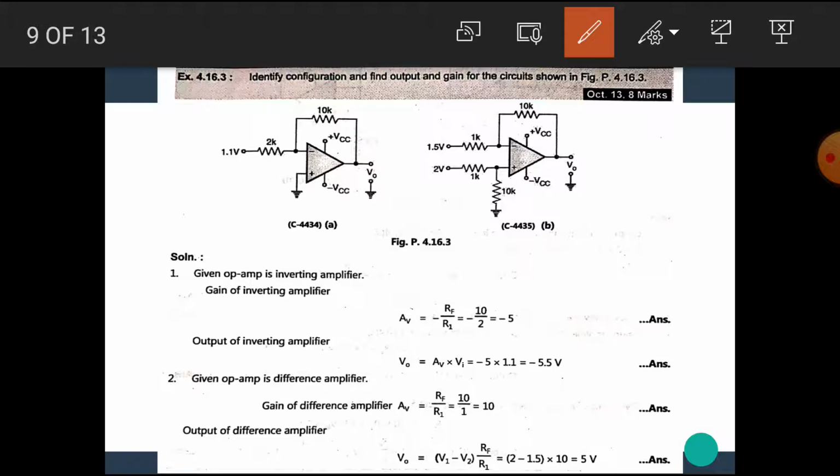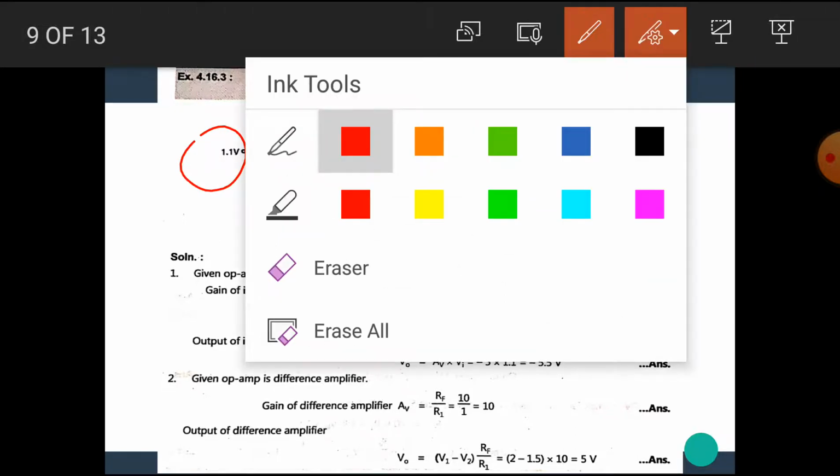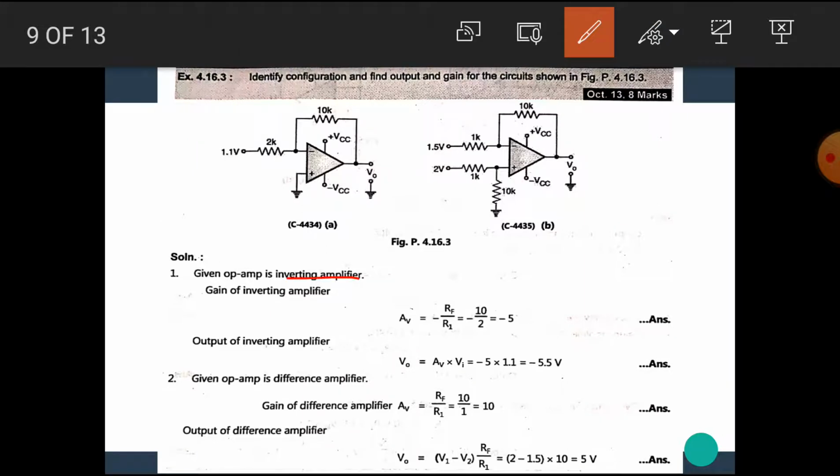Identify configuration and find output and gain for the circuit shown below. In this circuit we can see the non-inverting terminal is connected to the ground, that means plus terminal is connected to ground, and the supply is given to the inverting terminal. Hence, simply it is an inverting amplifier configuration. Now let's calculate the gain of inverting amplifier. We know that the gain of inverting amplifier is minus Rf upon R1. Here Rf has the value 10k and R1 has the value 2k. That is, the gain is minus 5.